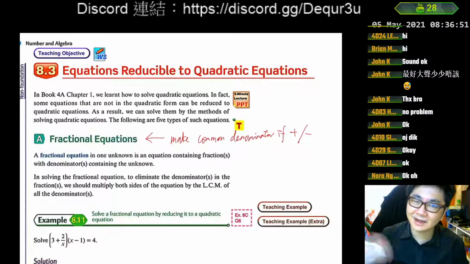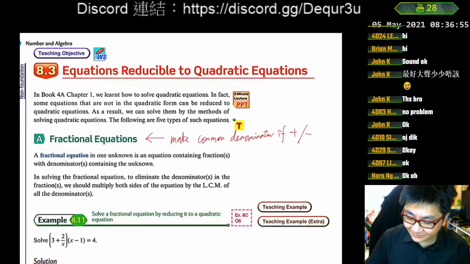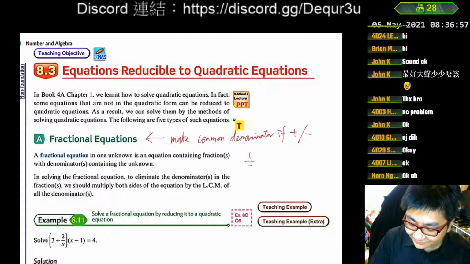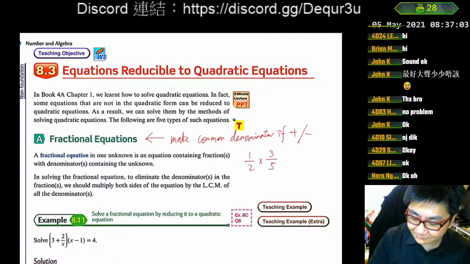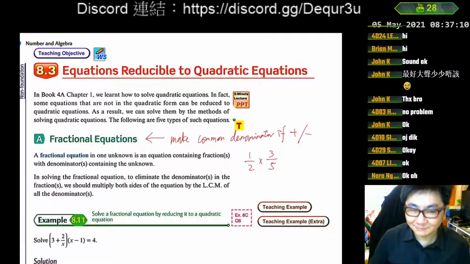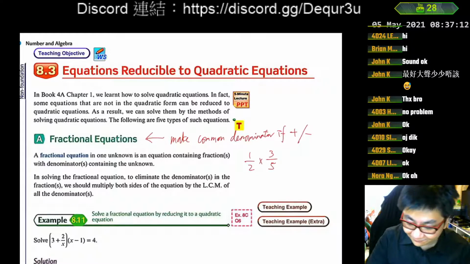Of course, if it is times, then we don't need to do this. For example, if it is 1/2 times 3/5, we don't need to make the common denominator. We just multiply the numerator and denominator one by one. Really, don't try to make a common denominator. It wastes time.